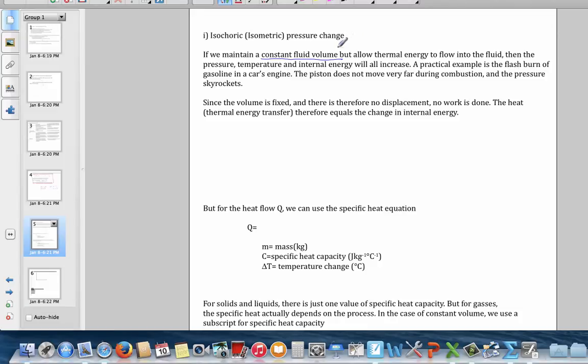So how could we do that? Well, we could fix the volume of the container and then allow thermal energy to flow in or out of it. That will be a constant volume process. Now, with the volume being fixed, that means there's no displacement of the gas and therefore no work is done.